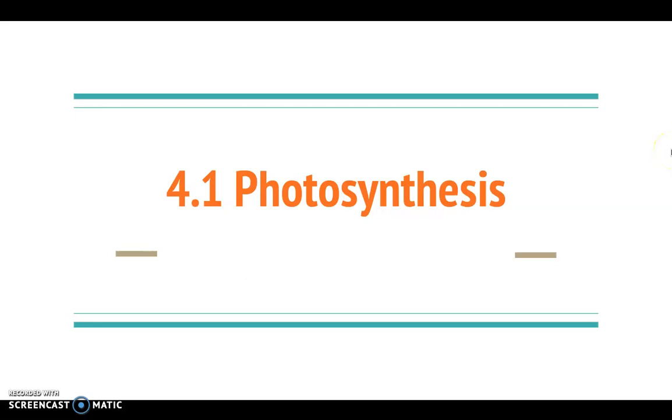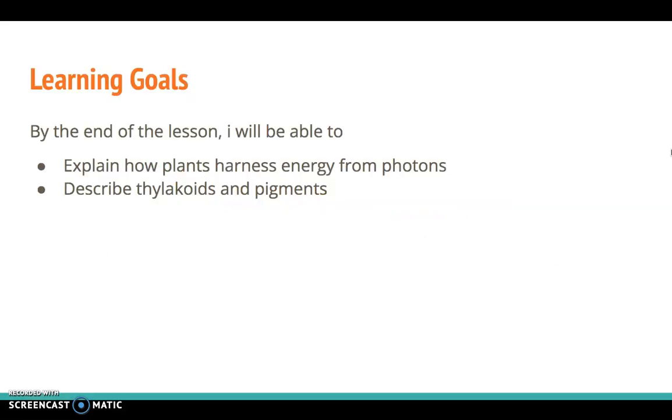So the next part of this unit, we're going to be looking at how the process of photosynthesis works and essentially how are we able to create glucose. So by the end of this lesson, you will be able to explain how plants harness energy from photons and describe thylakoids and pigments.